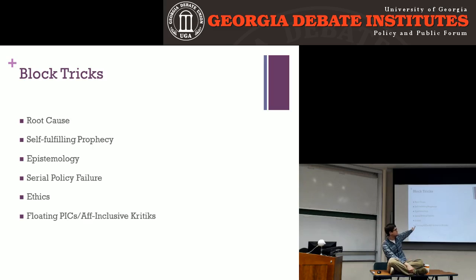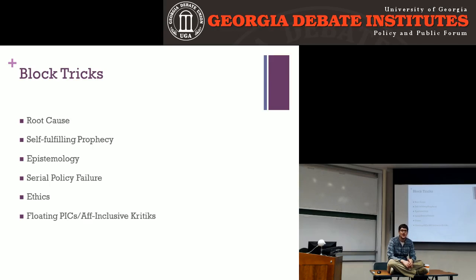Both root cause and self-fulfilling prophecy are ways to negate, to say we access these big impacts because these big impacts will happen if you don't affirm our criticism. Serial policy failure is where you say even if you vote aff, you will not solve the problems they're attempting to address. So the way that policy is done now, you can't possibly solve.